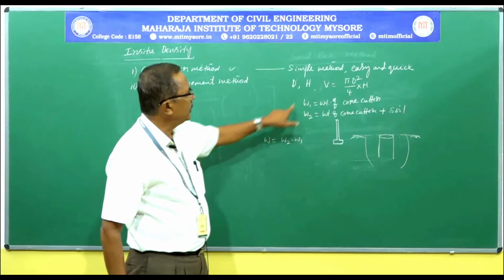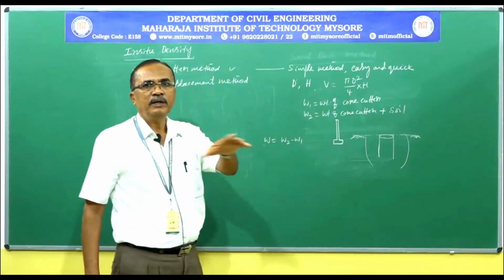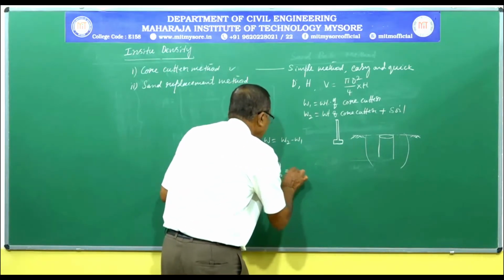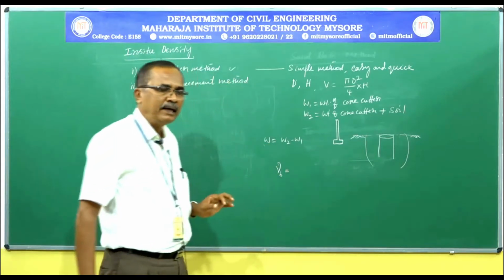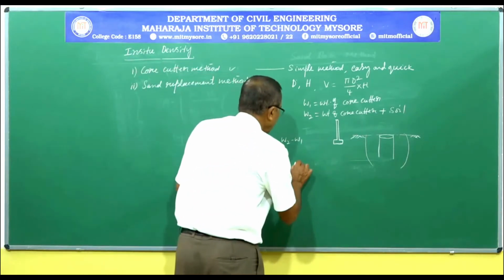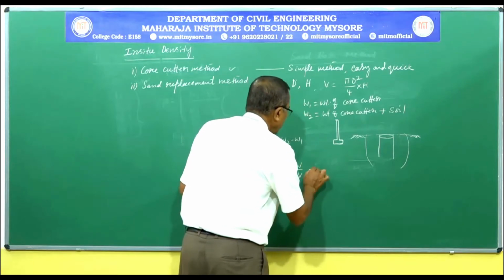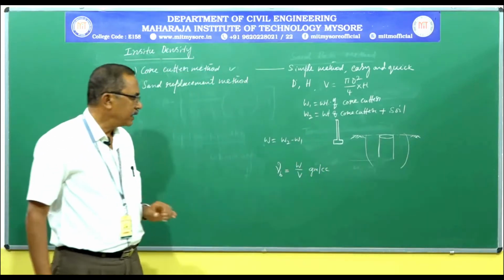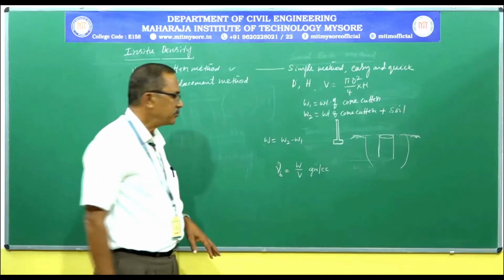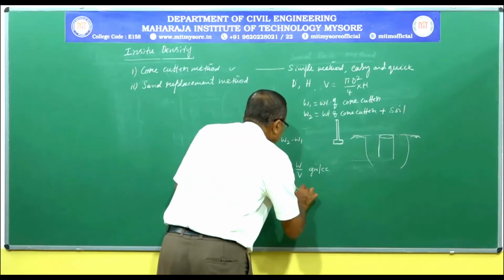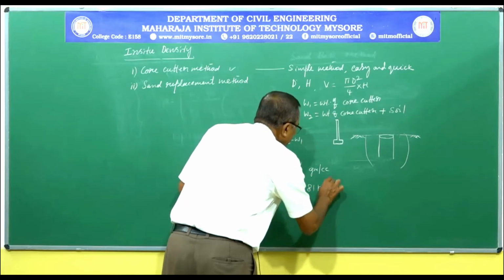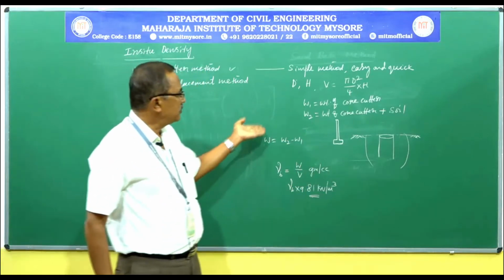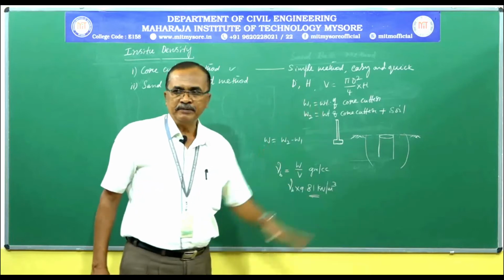So knowing the weight of the soil and the volume of the soil, we can comfortably calculate the field density. The field density, gamma B, can also be called the bulk density. Gamma B is equal to W by V, in gram per cc if the observations are made in grams. Later this can be converted into the SI system by multiplying gamma B by 9.81 to get kilonewton per meter cube. So this is the procedure to determine the field density.